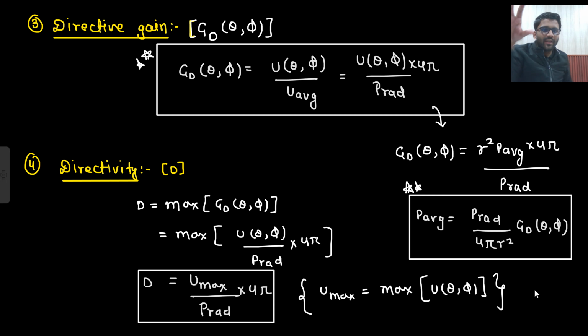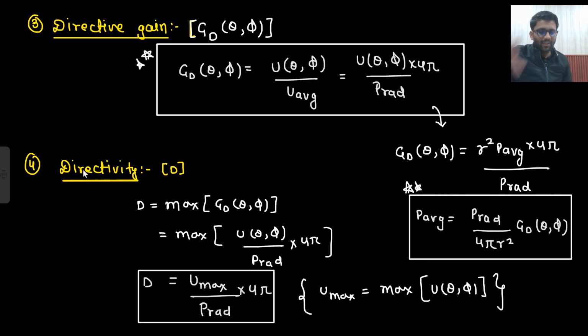So what we were studying was directive gain and directivity. Previously we studied radiation intensity and average radiation intensity. Now I will show you the meaning of directivity. Okay, and I told you one more thing, that you don't need to worry about all these formulas. These are very easy, very straightforward. We will start from P radiated and we will be able to write down all the formulas. So do not worry about that.